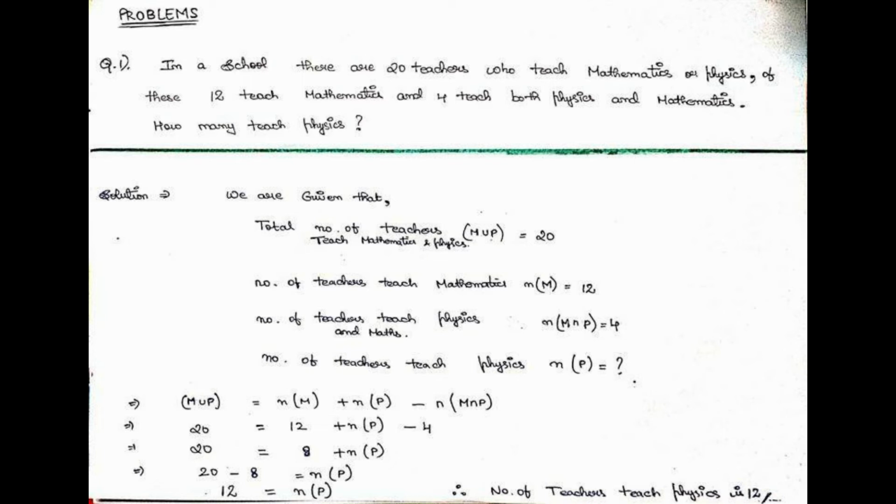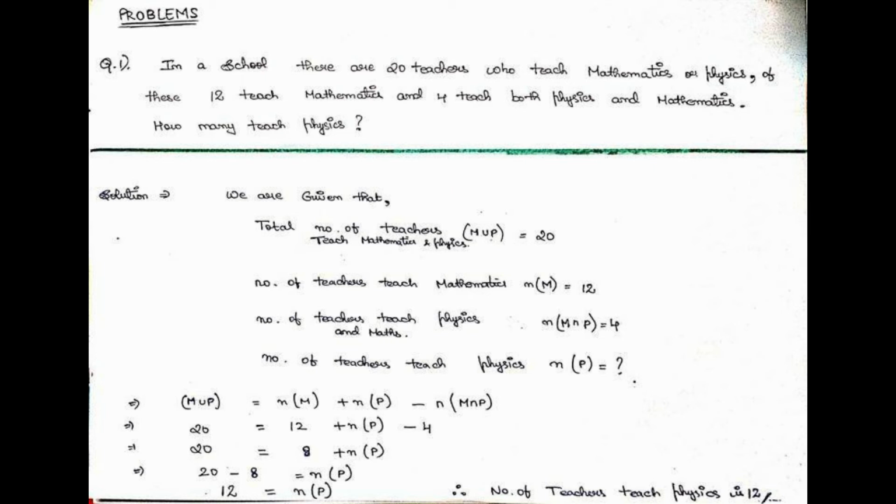First, we are given that the total number of teachers who teach maths or physics is 20. The number of teachers who teach mathematics, that is n of M, equals 12. The number of teachers who teach physics and maths is n of M intersection P equals 4. The number of teachers who teach physics, n of P, we have to find. From there we get the formula that n of M union P, that is the number of teachers who teach mathematics or physics, equals n of M plus n of P minus n of M intersection P.